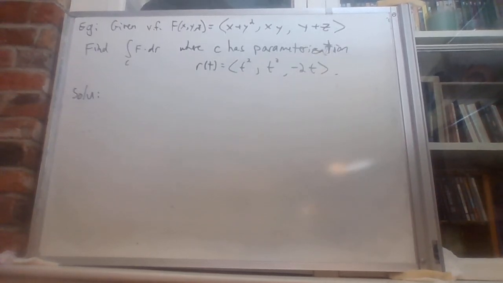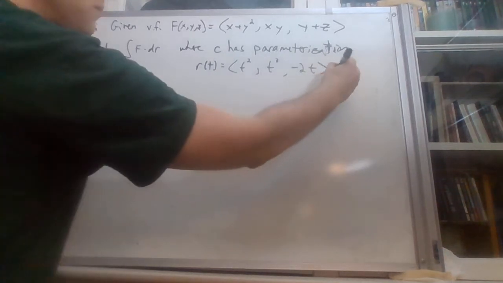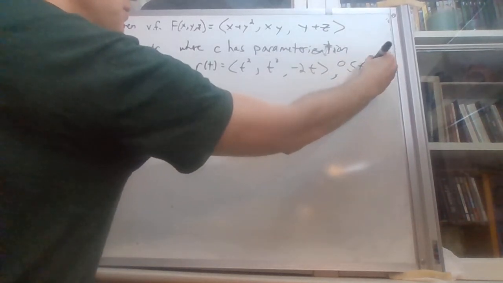Time for an example. Given the vector field f, which takes in 3 variables and has 3 component functions, of x, y, and z, has x plus y squared in the first component, xy in the second component, and y plus z in the third component, we want to find the integral of f over C, where C is a curve with this parameterization. r of t is t squared, t cubed, minus 2t. t goes from 0 to 2.